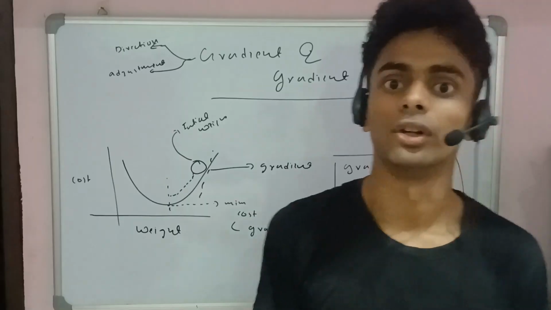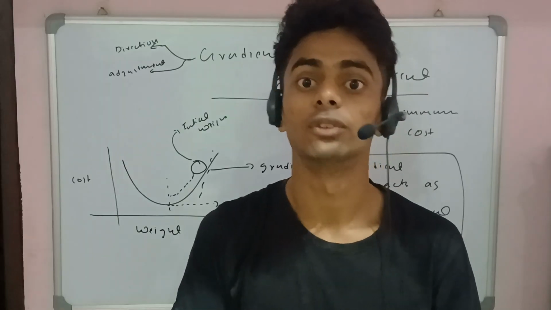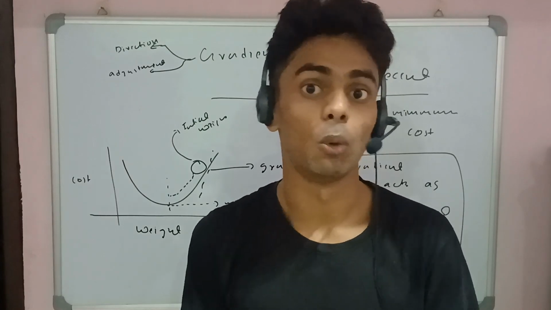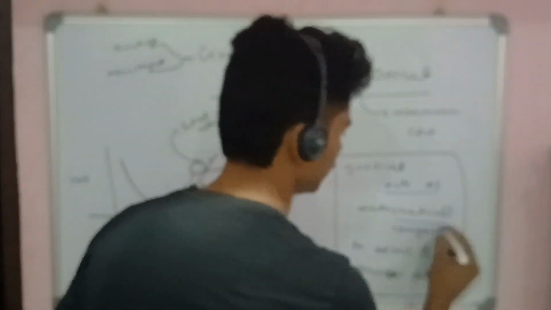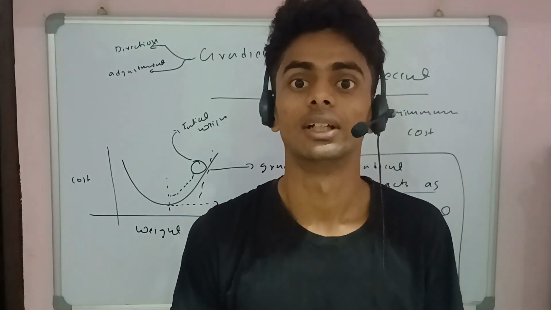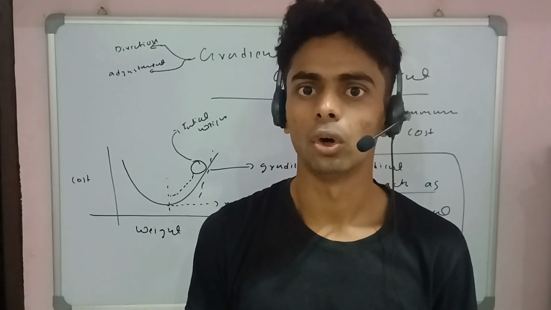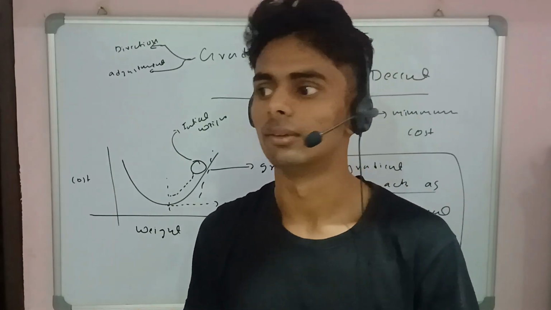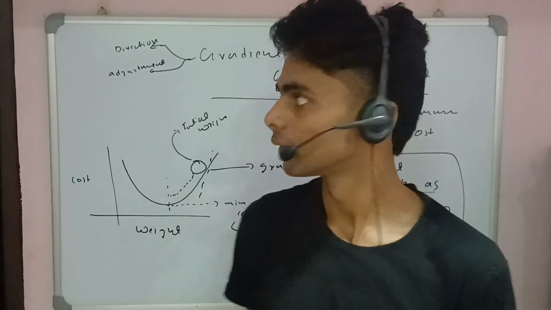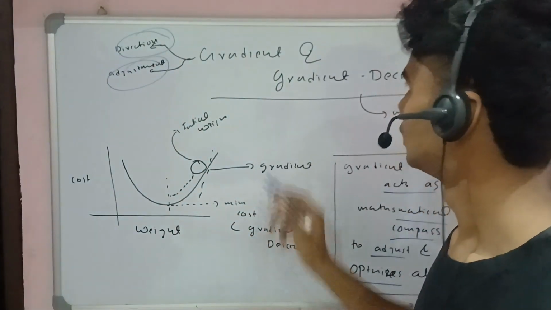For example, your model tries to learn, so it's all about adjusting weights to optimize the algorithm. Here the gradient acts as a mathematical compass to adjust and optimize the algorithm. That's what the gradient refers to. It gives a direction and adjustment. It is a vector quantity, as we know, and this is all about gradient.